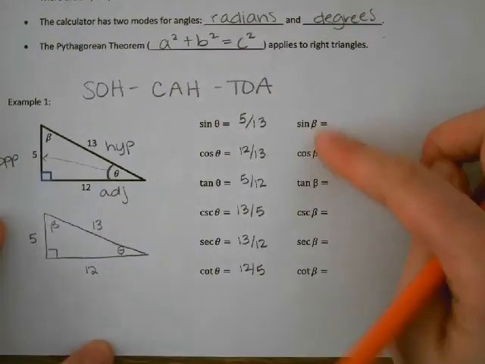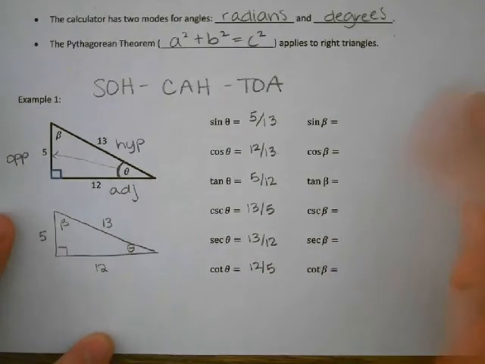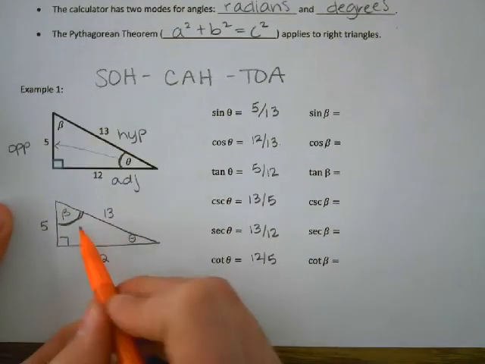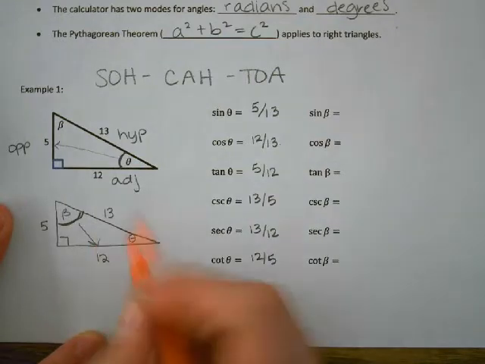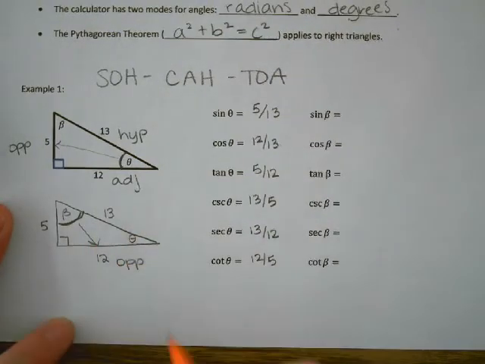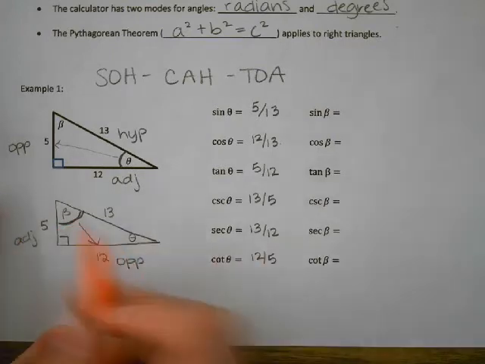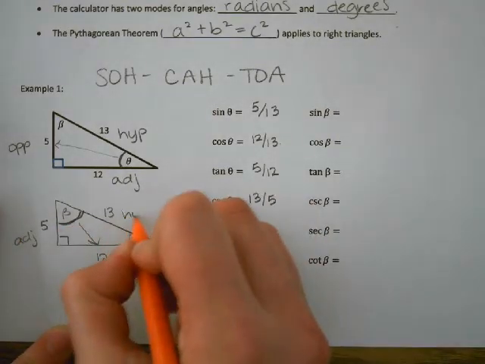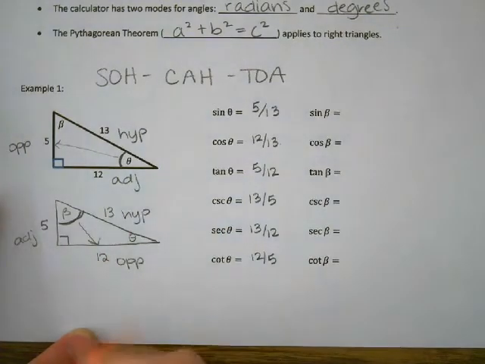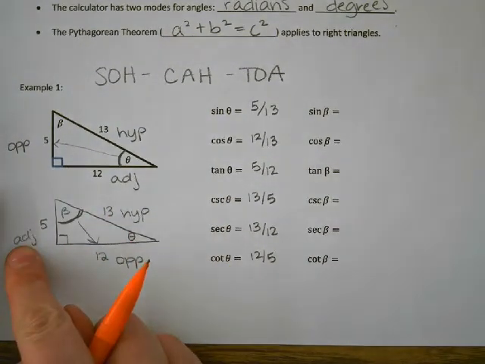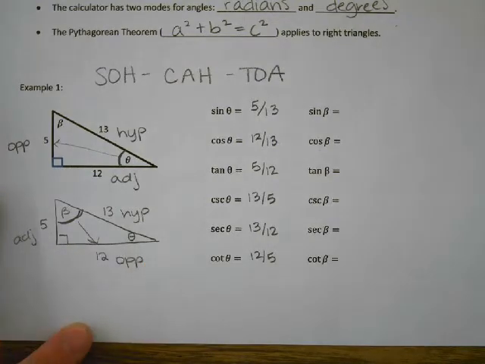All right, for this one, they're asking us to use beta as our reference angle. So here's my angle right here. That means that now this side is the opposite side. This side would be the adjacent side. And 13 is still the longest side, so it's still the hypotenuse. So if you notice, based on whichever angle we're talking about, the sides have different names. The opposite and the adjacent side can change dependent on the angle.